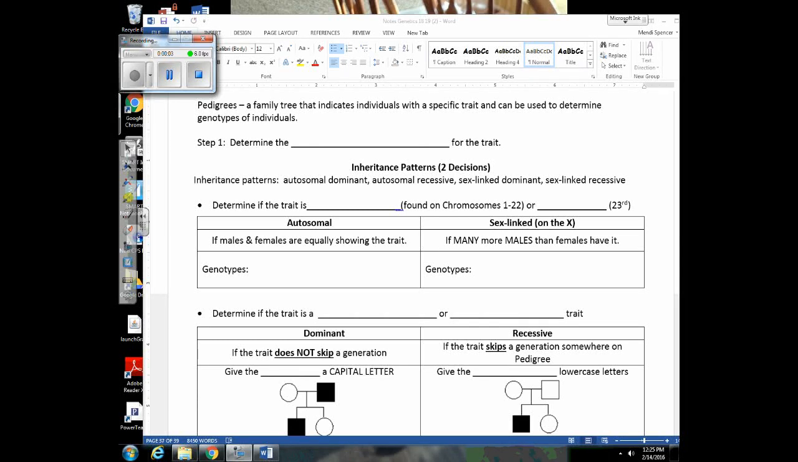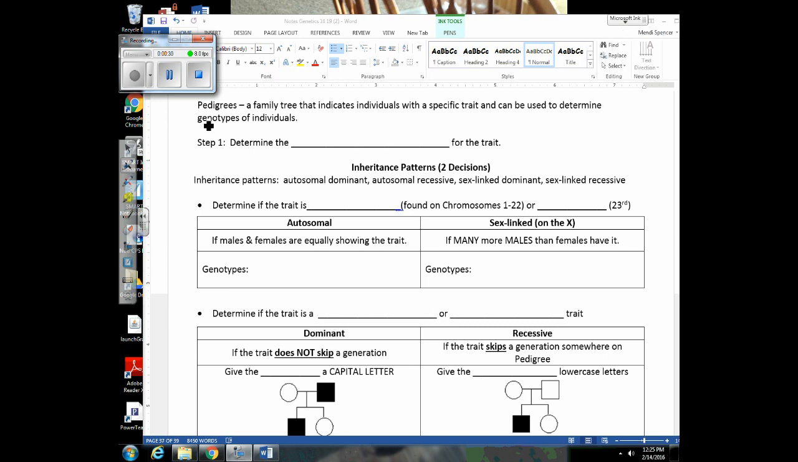Now we're going to get into pedigrees, and I hope you find this easy, but just know there's some trickier problems related to pedigrees that we're going to get into here in a little bit. So a pedigree is just a family tree that indicates which individuals have a specific trait.